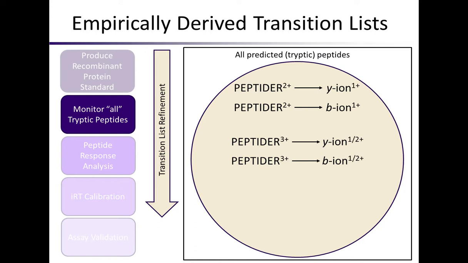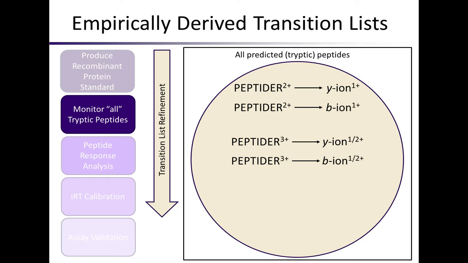Now, if we have room in our method, and by room in our method, I mean if we can look at that many things, because we are limited in how many transitions we can look at in an SRM assay at a single time, we'll look at all the 2+ peptide to 1+ product ion transitions. Then if we've got time, we can look at some confirmatory B ion transitions. And then if we've still got room in that method, I would go in and look at the 3+ to 1 or 2+ B and Y ion series.